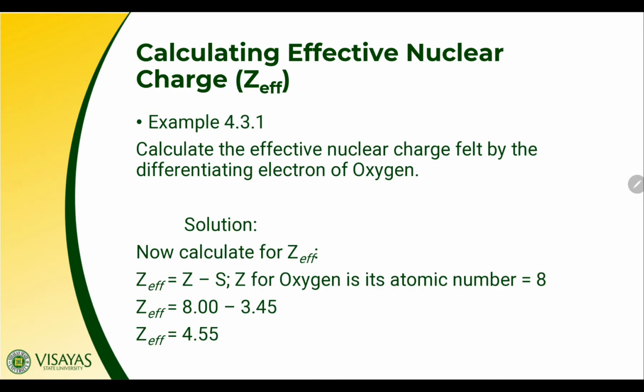So to compute for the effective nuclear charge, the atomic number of oxygen is 8. So you have Z minus S: 8 minus the calculated value for S, which is 3.45. The Zeff then is 4.55.